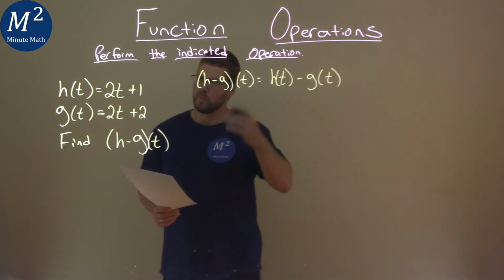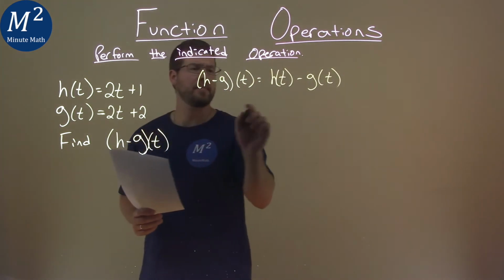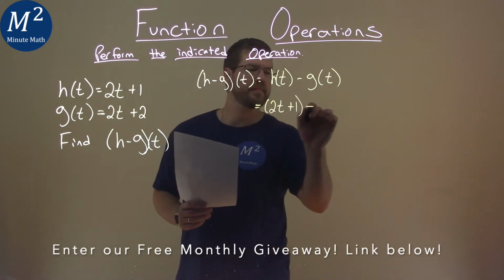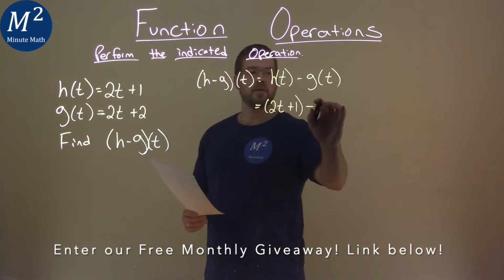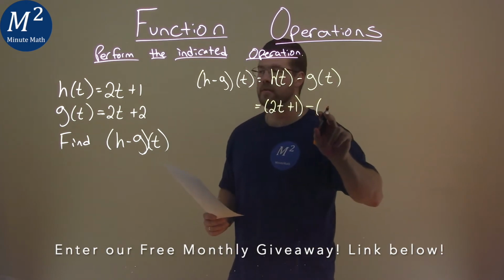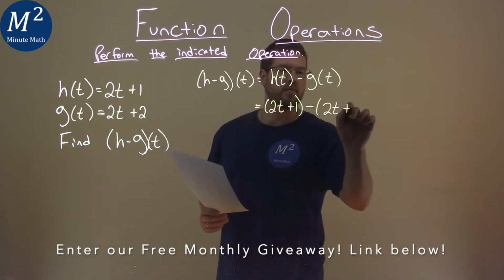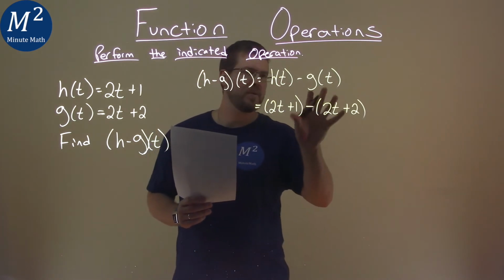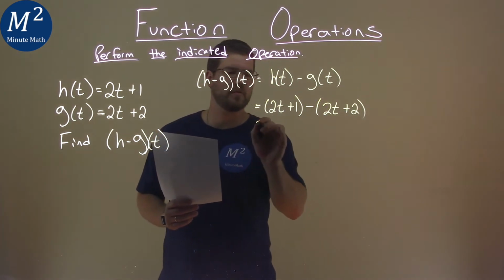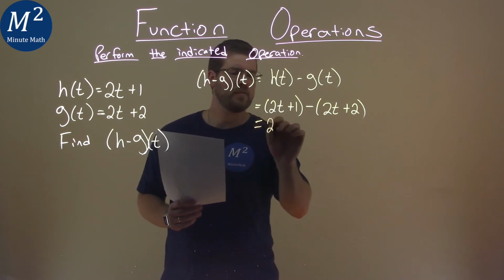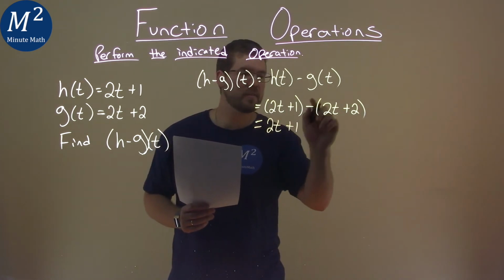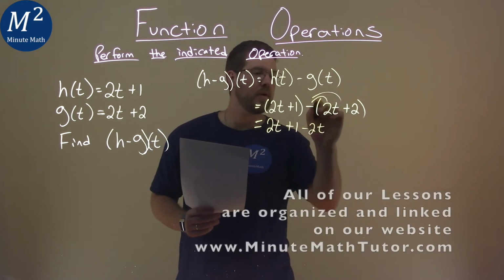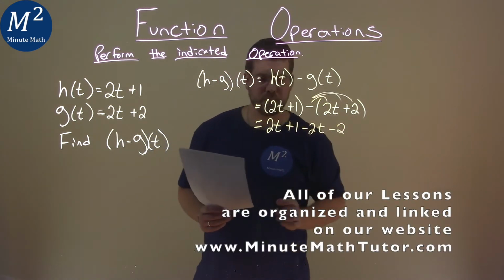So now, what's h of t? Well, we were given that. h of t is 2t plus 1. We're subtracting that to g of t, which we were given, and notice I'll put it in parentheses, 2t plus 2. Now, the point of the parentheses, it kind of lets us know what g of t is, but that subtraction sign will be crucial. So bring this down, we have 2t plus 1, and the minus sign gets distributed to both parts. Minus a 2t, and then minus 2.